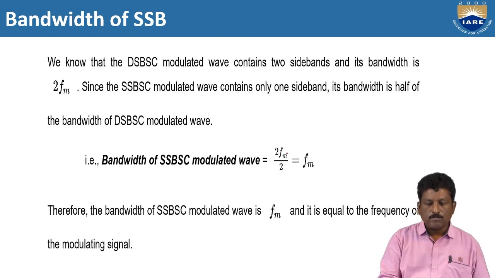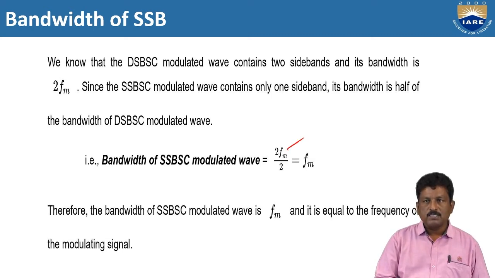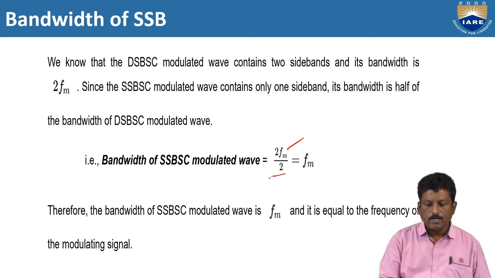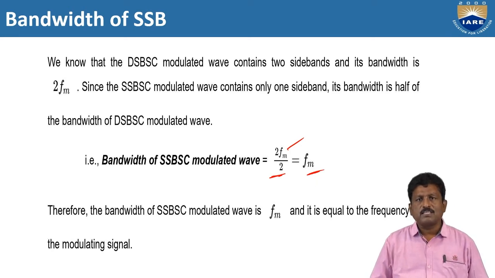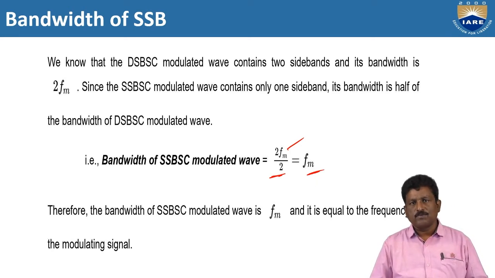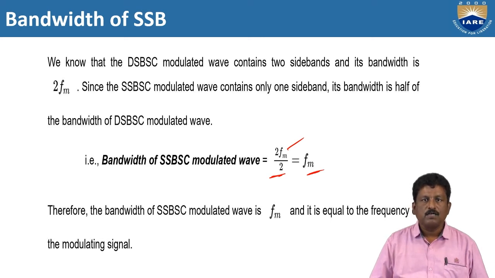The total bandwidth requirement of the DSBSC wave is 2 FM. Here we are transmitting only one sideband, upper or lower, so by 2 we get FM only. This is the bandwidth requirement of the SSB modulated wave: FM only, where FM is the highest frequency component of the modulating signal. For the DSBSC wave and AM modulation, the bandwidth requirement is 2 FM, two times the highest frequency component of the modulating signal.